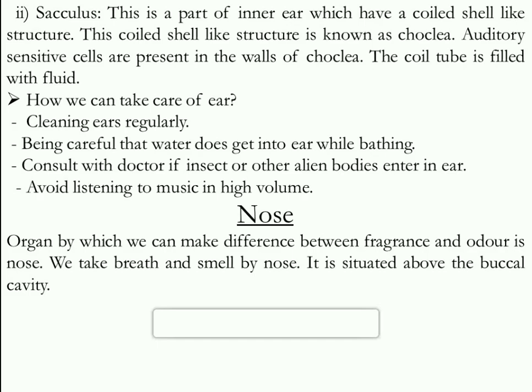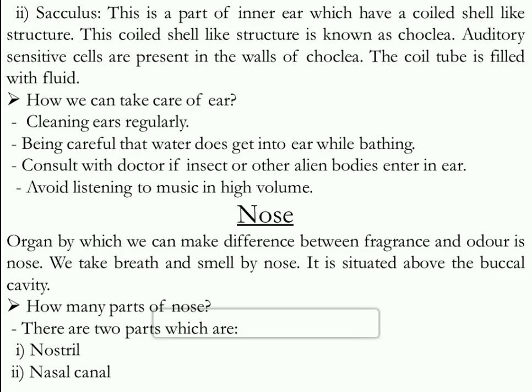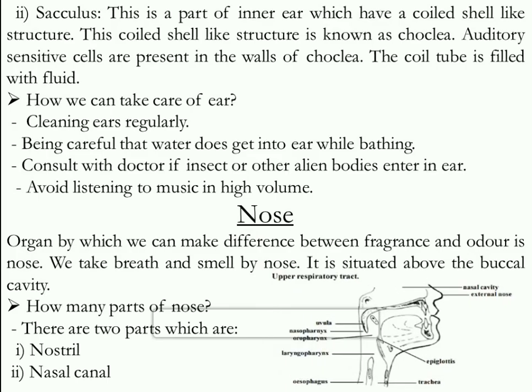Now let us learn about the details of the nose. How many parts does the nose have? There are two parts, the nostril and the nasal canal. Here is a picture of the nose. Here you can see this is our vocal cavity, and above it this is the nose, and this is the nasal cavity which goes to meet the throat and pharynx. And this is the nostril, the external part of the nose. So let us come to more details on the nose.